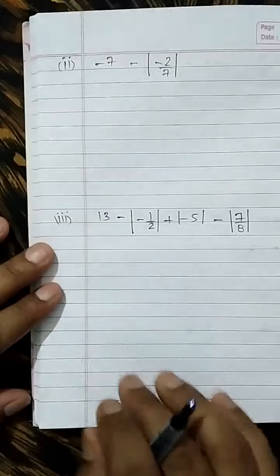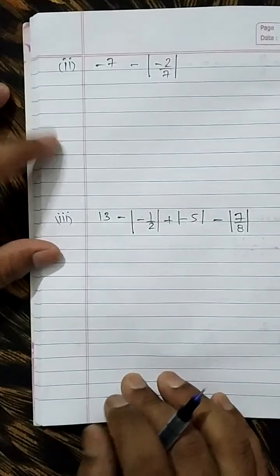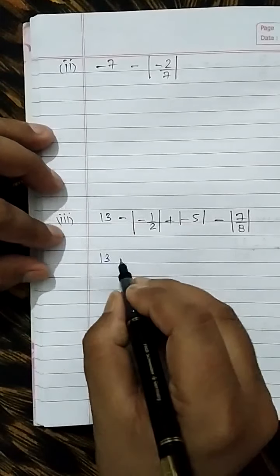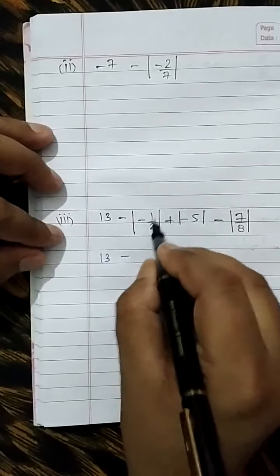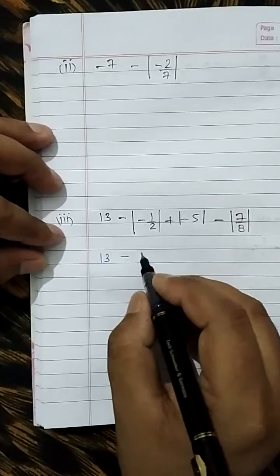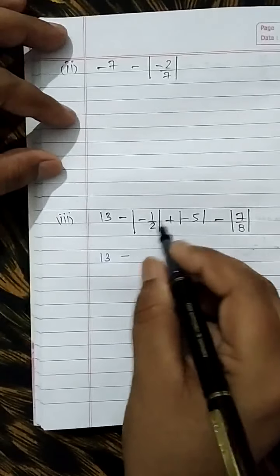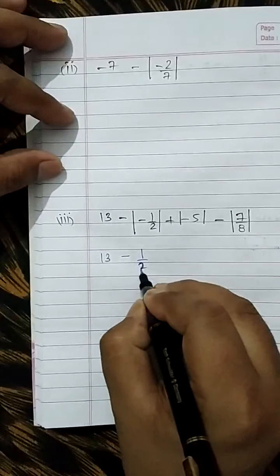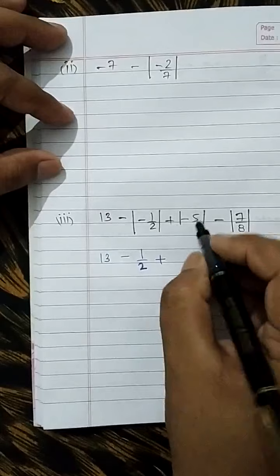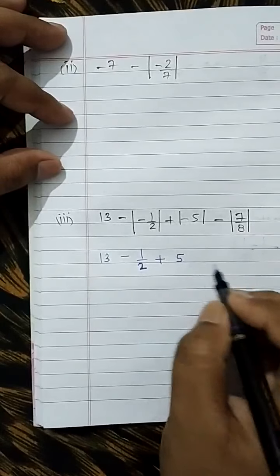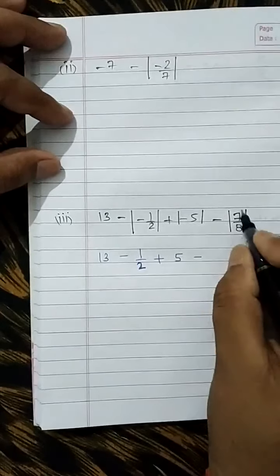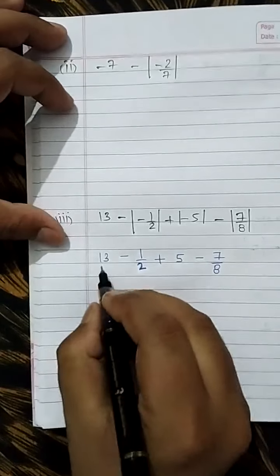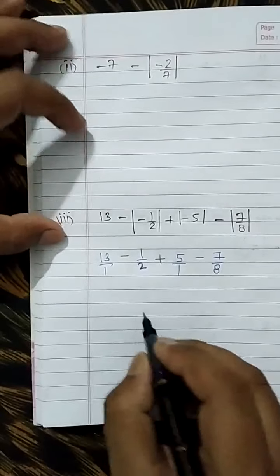Students, you should try this question yourselves, and I'm doing this part for you. 13 minus, this negative rational number comes out of this absolute sign, it becomes positive 1 upon 2. Plus here, this negative 5 becomes positive 5. This minus sign is here. Now this 7 upon 8 is as copied. Now we will put here 1, 1 here.